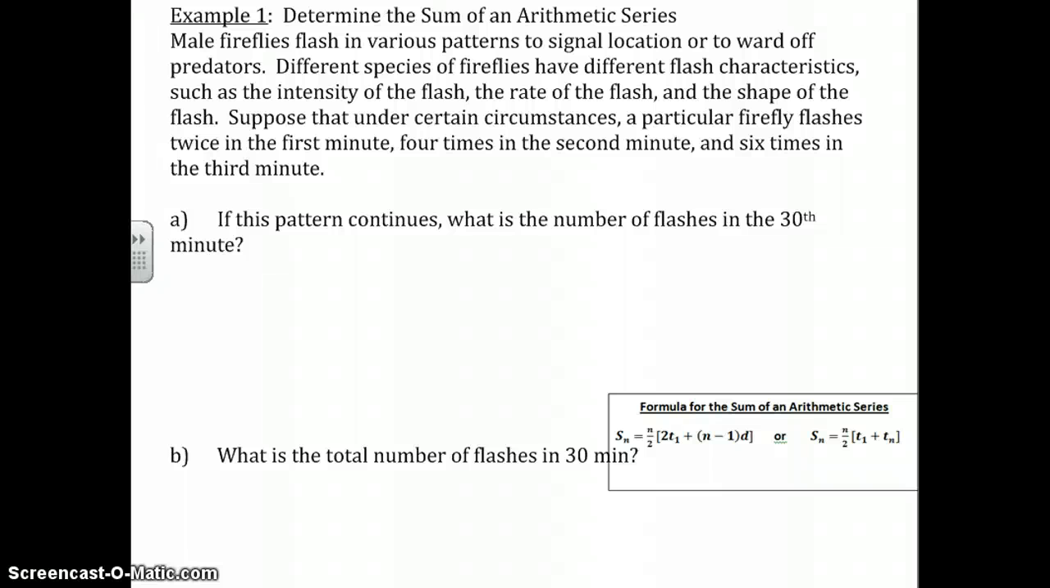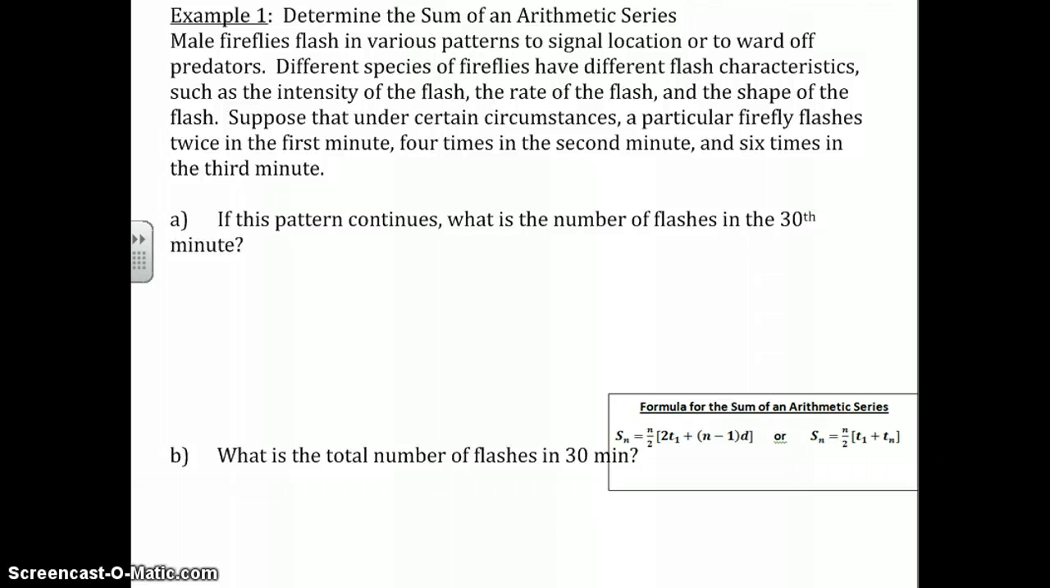Hi, and welcome to 1.2 example 1. So this one we're looking at arithmetic series. So that's when we're adding up the terms. So here it's talking about male fireflies, and they signal patterns of their lights. So they flash different lights.